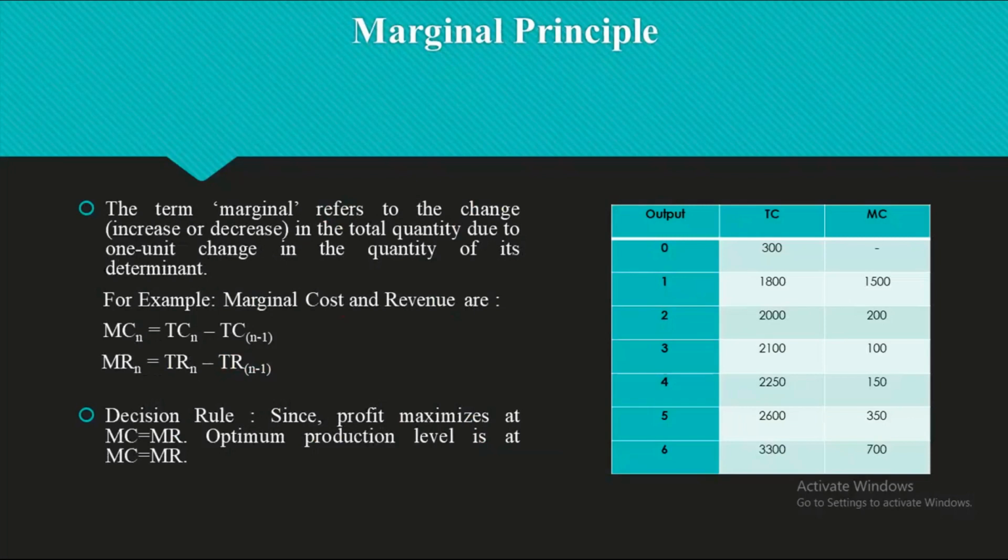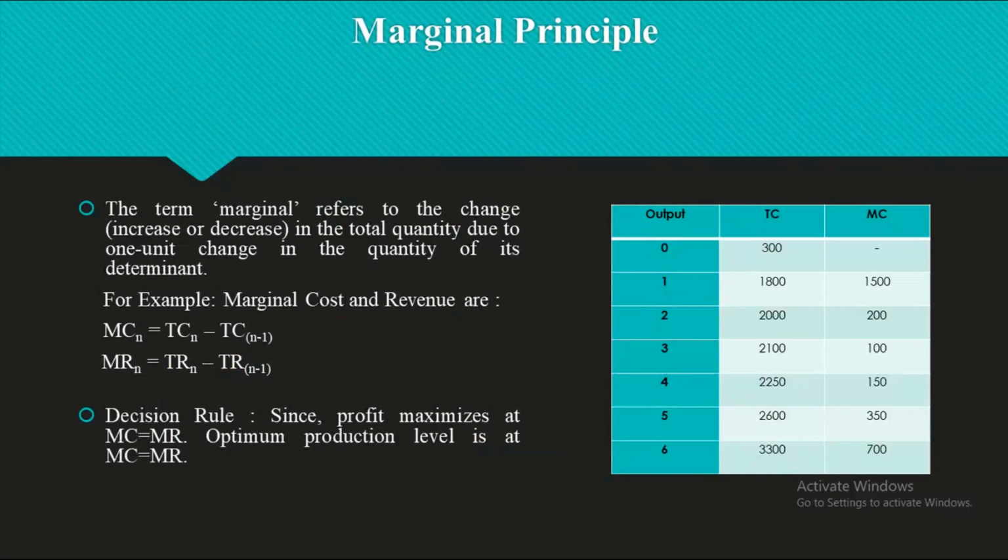So at the level of output of 2, the marginal cost is 200. How do we arrive at it? The total cost at the level of 2 minus the previous total cost, or the total cost at the level 1. So 2000 minus 1800 here, that gives us 200 marginal cost. So now how is this marginal concept, or this marginal cost, important?